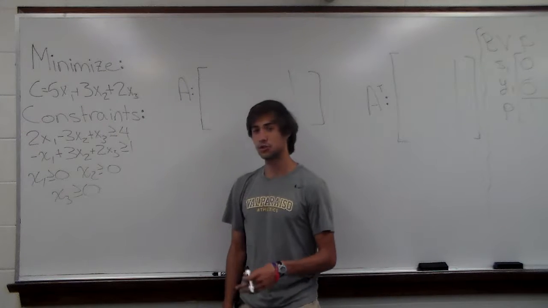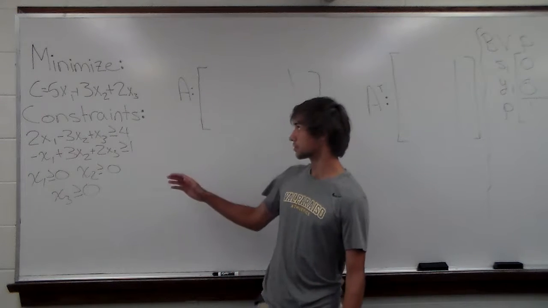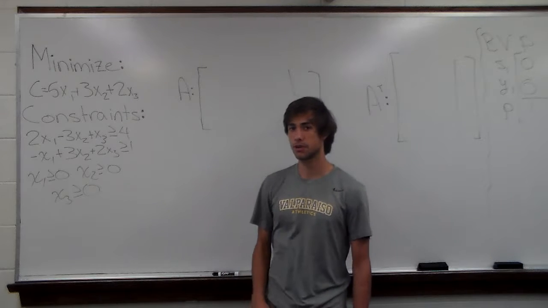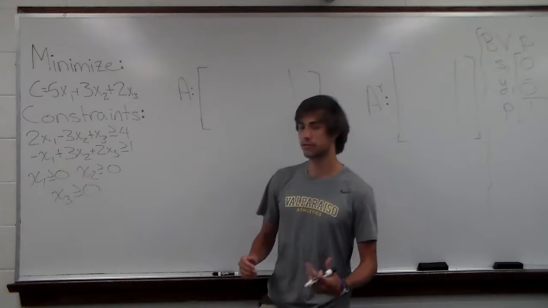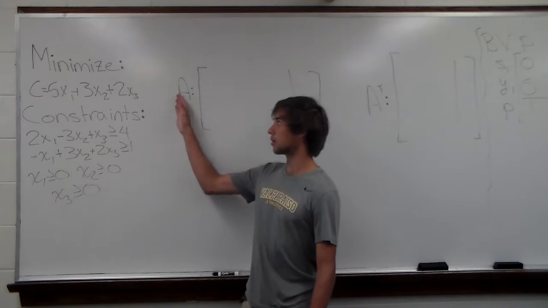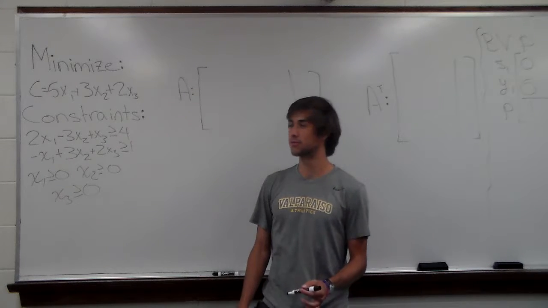So we're going to be looking at two different problems in this video. The first one is going to be taking a dual minimum problem, and writing it as its dual maximum problem. So the first thing we need to do is make sure that our minimum problem is initially in standard form.